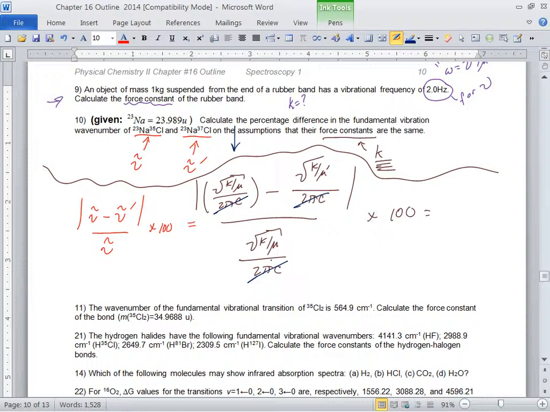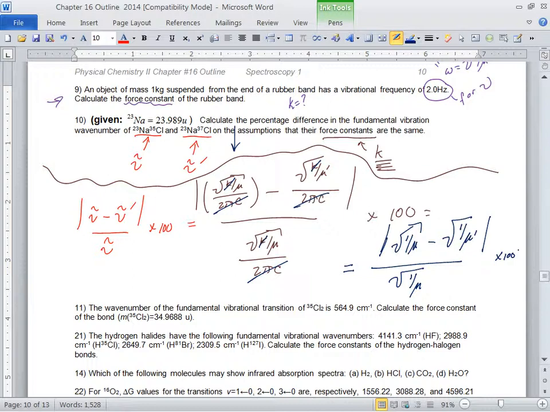So that means I can cross out what? The k's. And now I've got something a lot easier to work with. All I am finding now is the absolute value of the square root of 1 over mu minus square root of 1 over mu prime, all over the square root of 1 over mu, absolute value, times 100. So all we got to do is find the mu's.